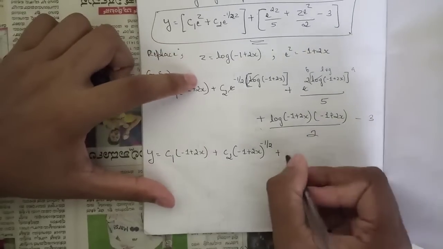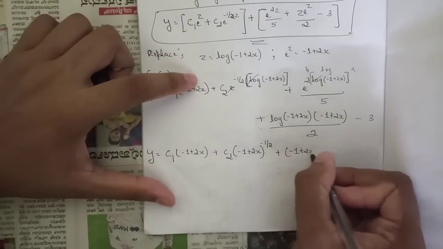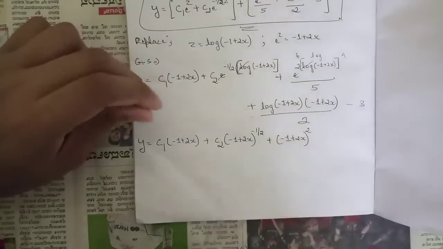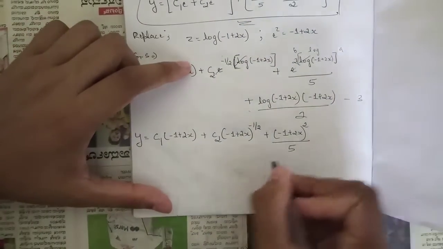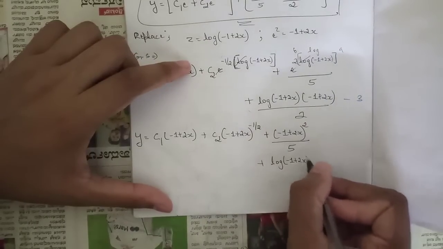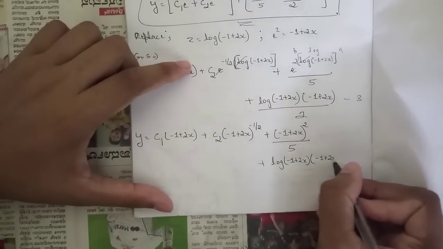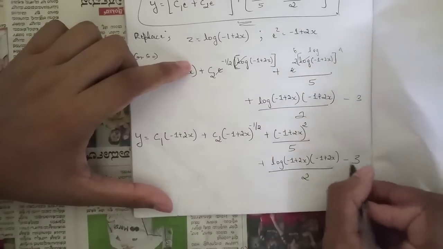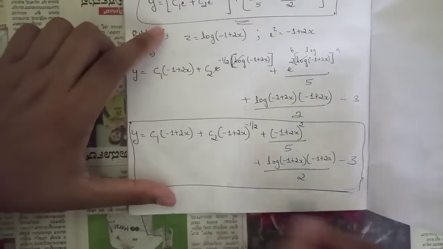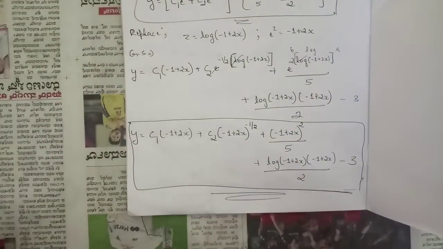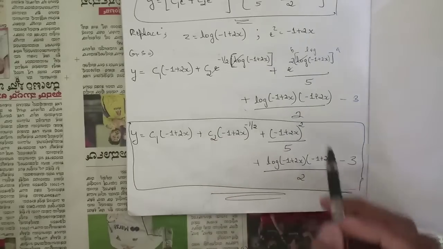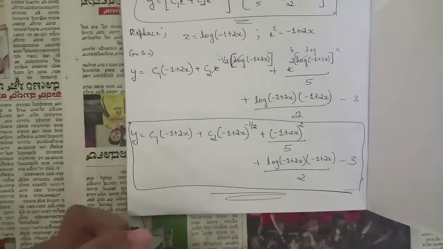e and log get cancelled, so the remaining term is minus 1 plus 2x to the power square divided by 5, plus log of minus 1 plus 2x into minus 1 plus 2x divided by 2 minus 3. Yeah, so this is your final answer. So we can keep this as it is, or else we can even further solve this by doing some simplifications as I have told you here. Yeah, so this is your final general solution.